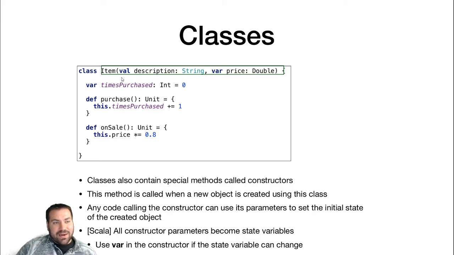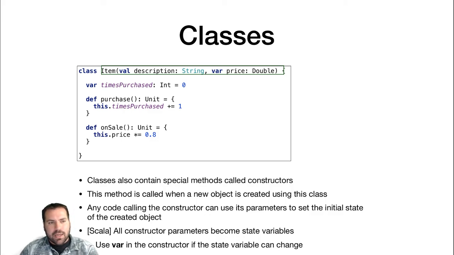This right here is what we call the constructor of the class. This is a method with special syntax. We define this in the special way where we put it right in the class definition. Class, the keyword, then the name of the class, which is going to be the type of the class. So we're going to use this class to create objects of type Item.